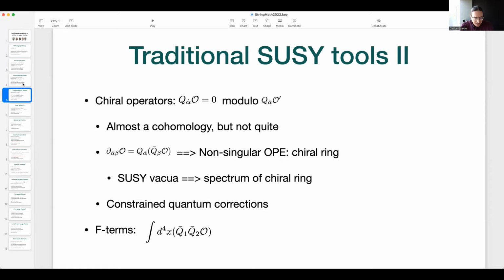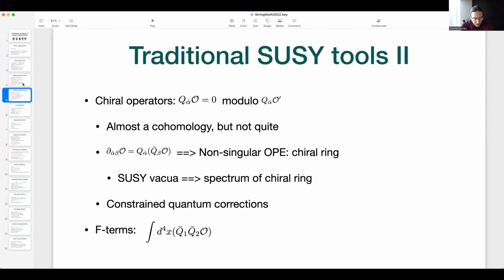Intuitively, the chiral ring gives information about the space of vacua of the theory, because every vacuum of the theory gives the chiral operators some expectation values. So it gives a point in the spectrum of the chiral ring. An important feature of the chiral ring is that quantum corrections to the chiral ring, although they exist, are often rather constrained by symmetries. And so in the past, there have been many examples where people could compute the chiral ring and use it to determine the phase structure of a quantum field theory.